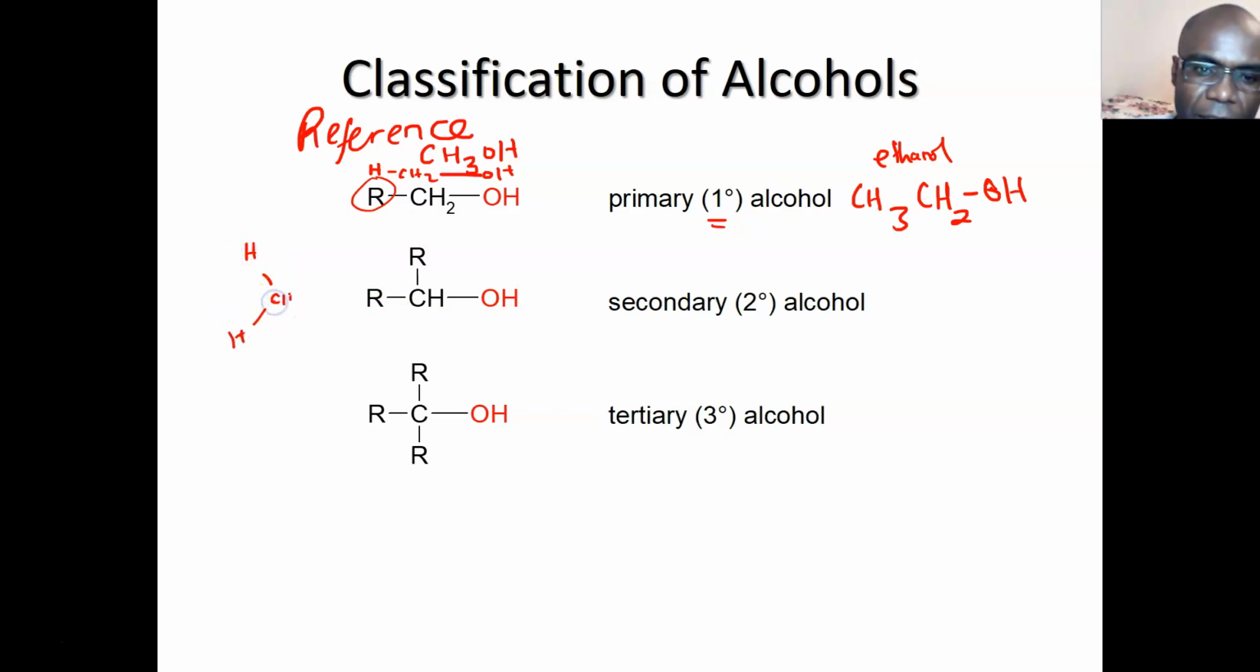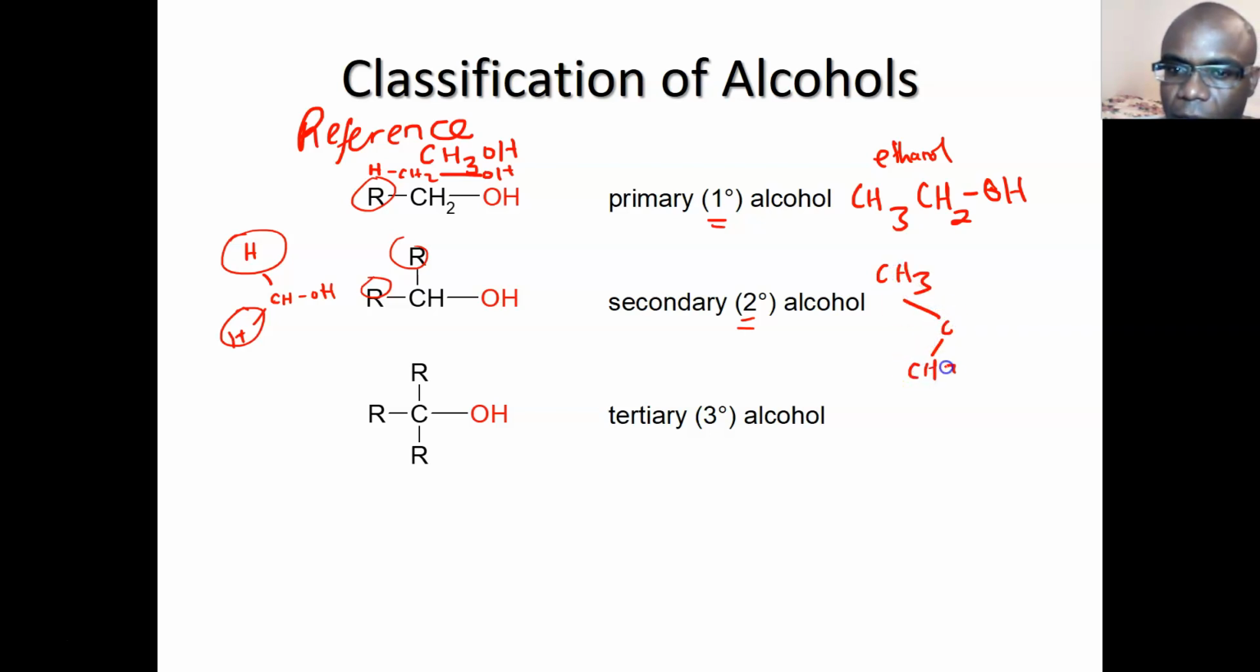So 2 hydrogens are replaced by a carbon containing group. You replace these 2 with R groups. Then it becomes secondary because there are 2 R groups, 2 carbon containing groups. The babiest example I can show you is rubbing alcohol, isopropanol, right? Isopropanol is a secondary alcohol because there are 2 alkyl groups.